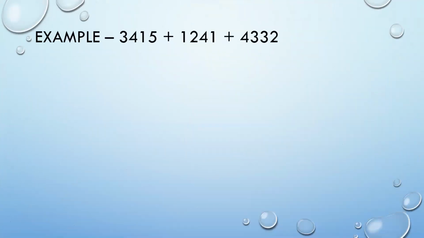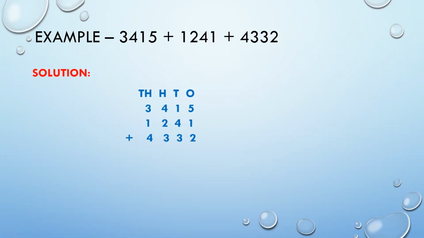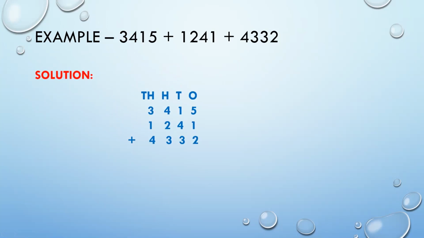So, let's see an example. Suppose you have to add 3,415 plus 1,241 plus 4,332. So first, you will write them in column method. Now, you will first add ones position, then tens place, then hundreds, and then thousand.